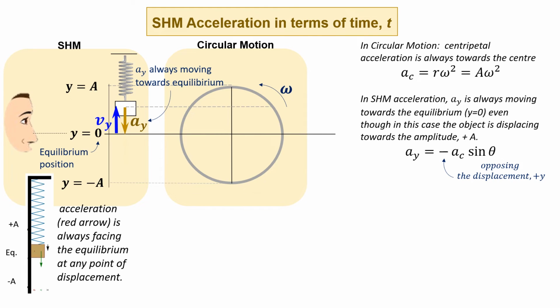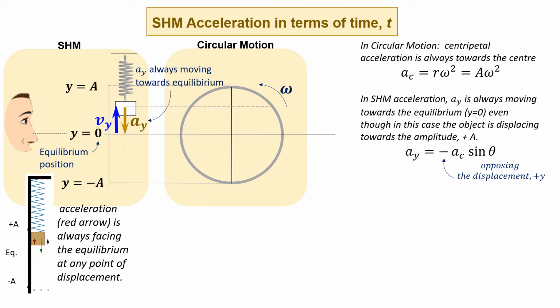bagaimanapun AY sentiasa menuju ke equilibrium. Objek bergerak ke atas, tetapi AY sentiasa menentang pergerakan. Always in opposite direction dengan displacement. AY always towards the equilibrium. AY always facing the equilibrium. So beginilah kedudukan Vy dan AY.